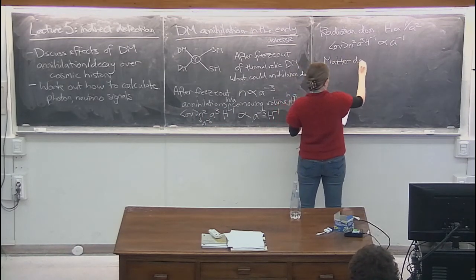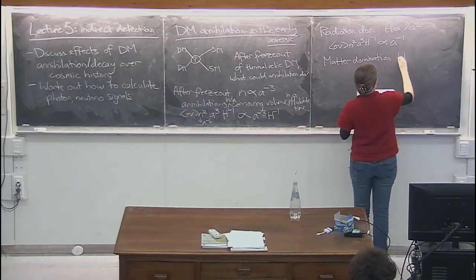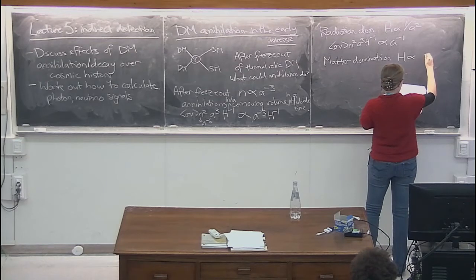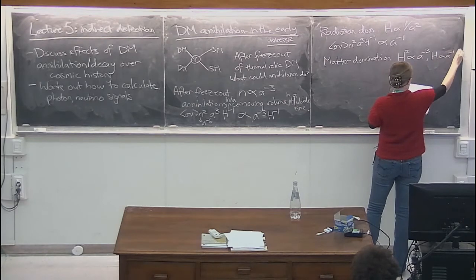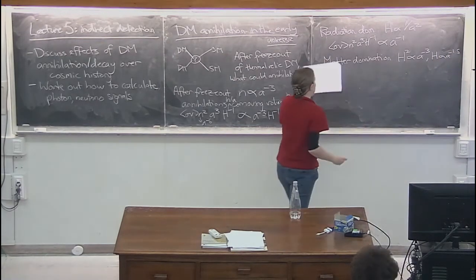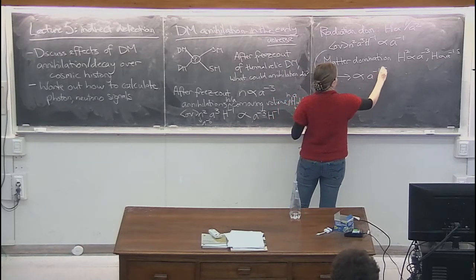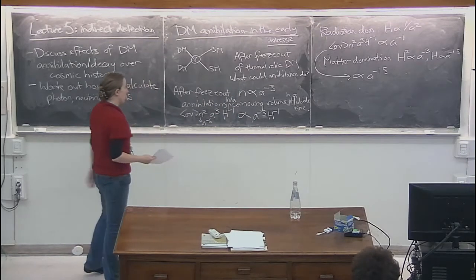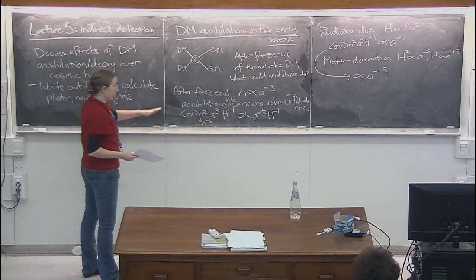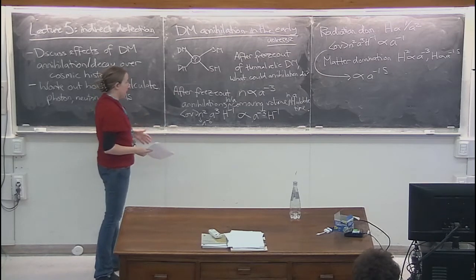In matter domination, we have H squared goes like a to the minus 3, H goes like a to the minus 1.5, so this rate is going to go like a to the minus 1.5. So this is one measure of the number of annihilations, which is going to be proportional to the power you're injecting from dark matter annihilation if they're relativistic.